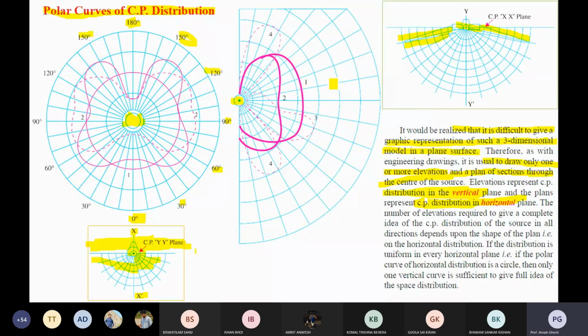Okay, so elevations represent the candle power distribution in the vertical plane. The planes represent the candle power distribution in the horizontal plane. The number of elevations required to give the complete idea of the candle power distribution of the source in all the directions depends upon the shape of the plane, that means on the horizontal distributions. Okay, if the distribution is uniform in every horizontal plane, that means the horizontal distribution polar curve is a circle, then only one vertical curve is sufficient to give a full idea of the space distributions.